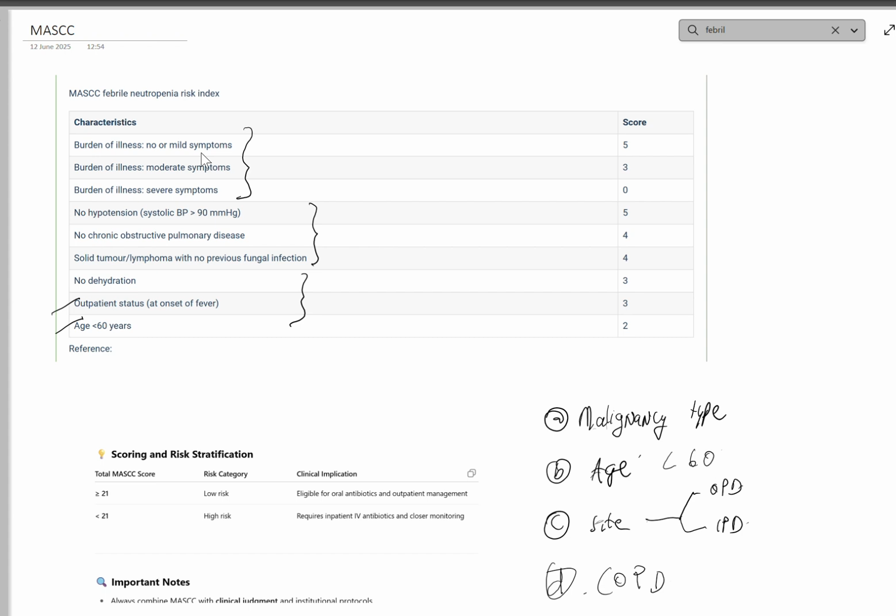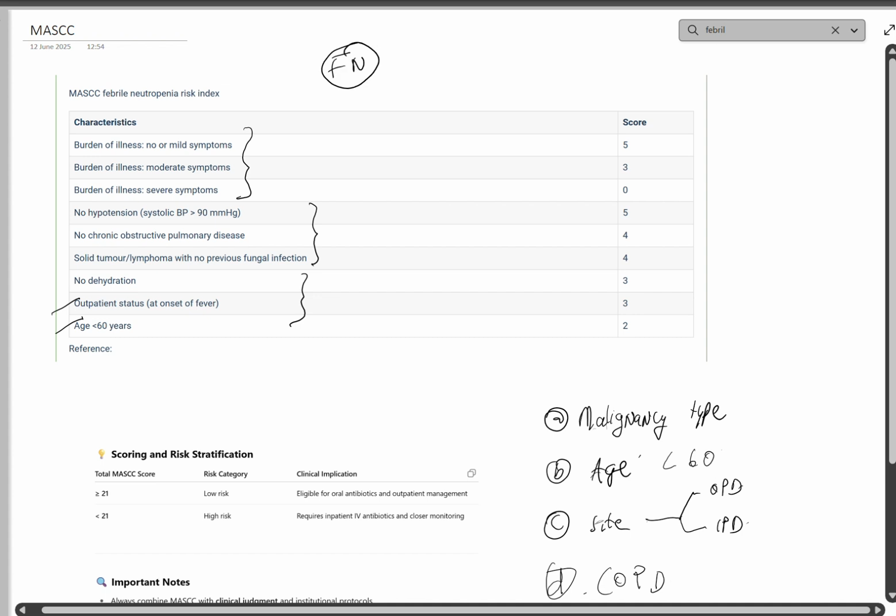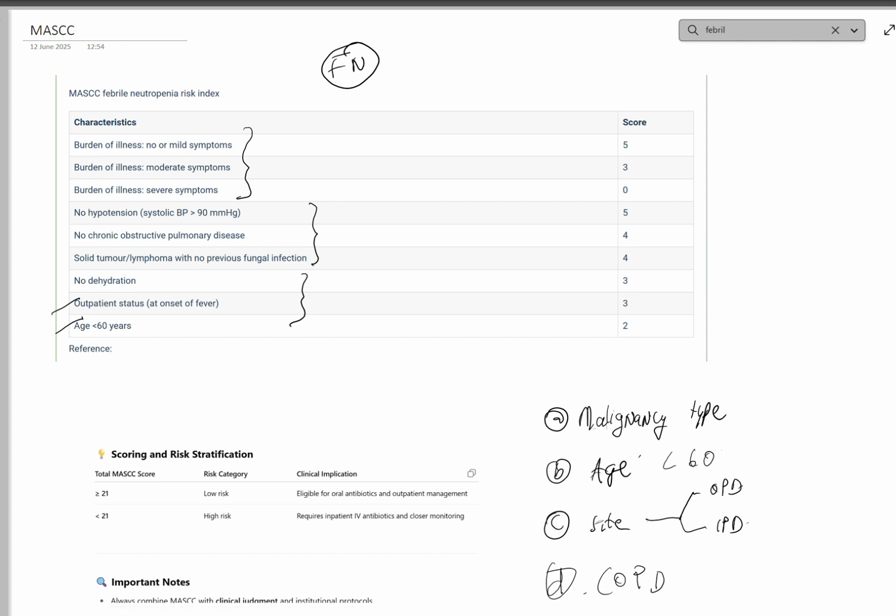So fever of greater than 100 or 38.3 and absolute neutrophil count less than 500. So this patient is termed febrile neutropenia. Now we need to know if we have to admit this patient or treat this patient on outpatient basis.